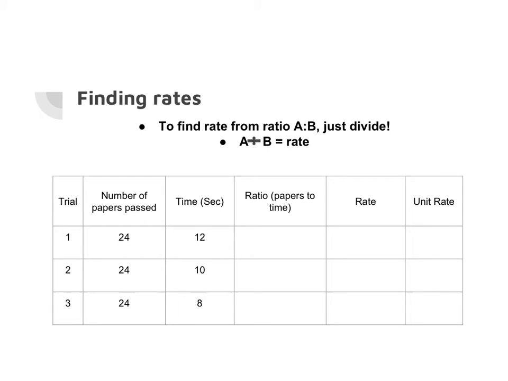So, finding rates. I do want you to write the title of this slide down, Finding Rates, and the 2 bullet points. To find rate from ratio A to B, just divide. And if you look at the second bullet point, it says A divided by B equals the rate. You do not have to copy down the table. I'm just going to fill it in to explain something to you. So I'm going to give you just a second to write down those 2 bullet points, and then we'll move on.